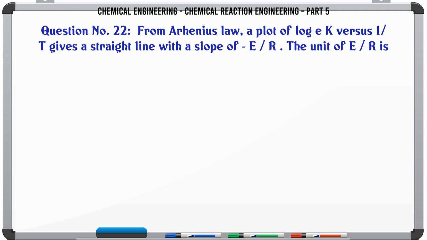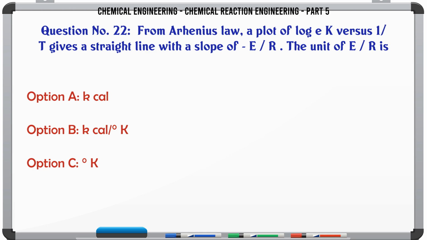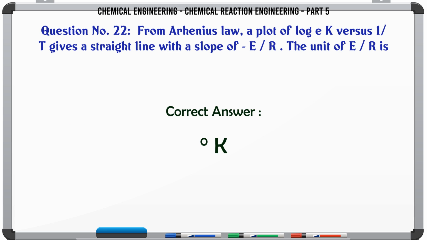From Arrhenius' law, a plot of log k versus 1/T gives a straight line with a slope of -E/R. The unit of E/R is: A. kJ/kmol. B. kJ/(kmol·K). C. K. D. kmol/K. The correct answer is K.